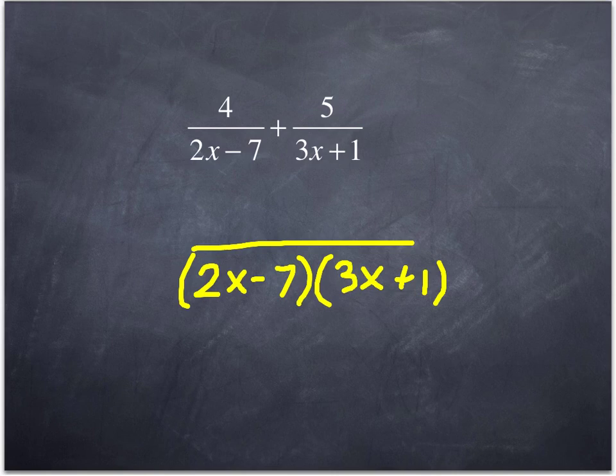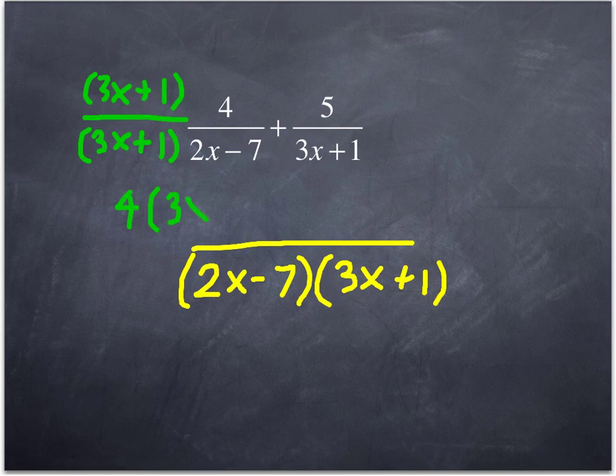So that means then that I'll have to think about this a bit. My first fraction, in order to get that for a denominator, I'm going to have to multiply by 3x plus 1 over 3x plus 1. And when I multiply 4 by each of those, I'll just write it all out for now, 4 and then times 3x plus 1, like that.